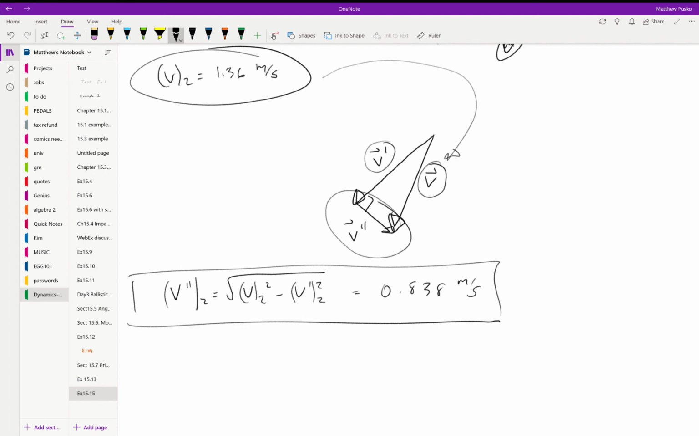Take a look at 15.14 also. It uses similar methods, conservation of angular momentum and conservation of energy. I think it uses work energy actually. But still same kind of thing where we have to break up the velocity vector into its components to solve it.